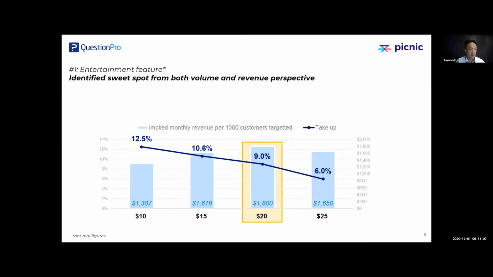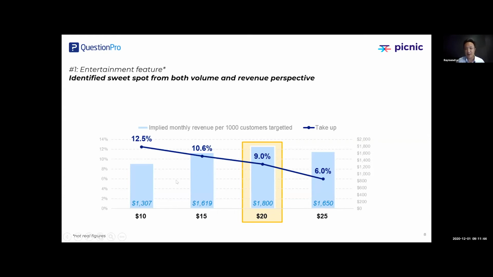So the first example we've got here is an entertainment feature. Because of client confidentiality, let's just call it an entertainment feature for now. And some of these figures have been adjusted, but the story can remain largely the same. The client came to us and said, we've got 4 price points, 10, 15, 20, 25. What price point should we launch at to maximize, let's say, revenue, but also not compromise demand as well? So we said, okay, let's use Gabor Granger.